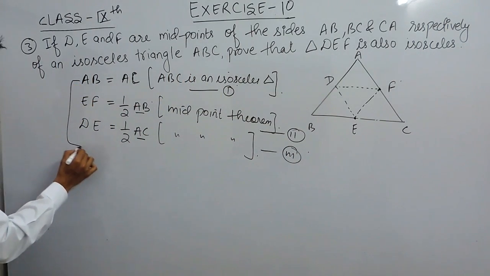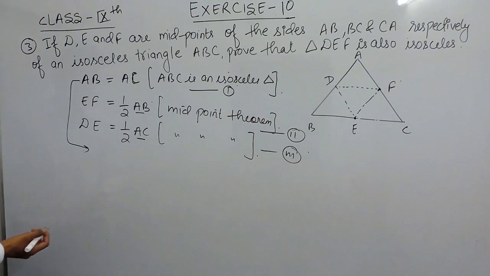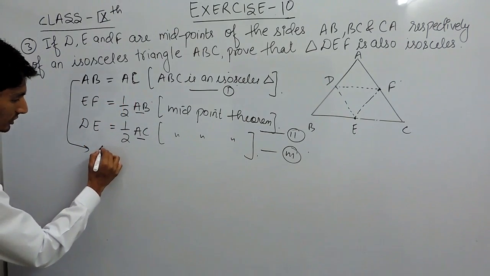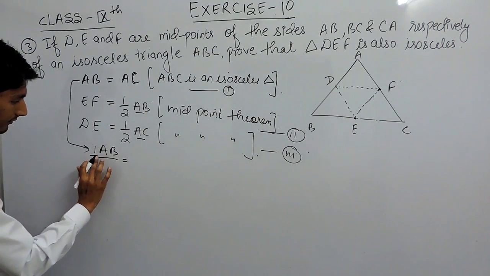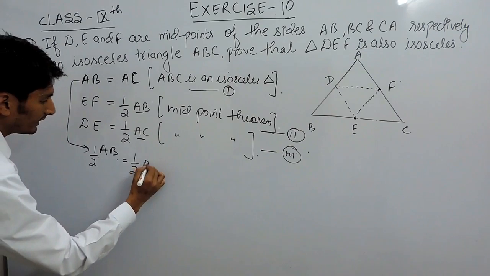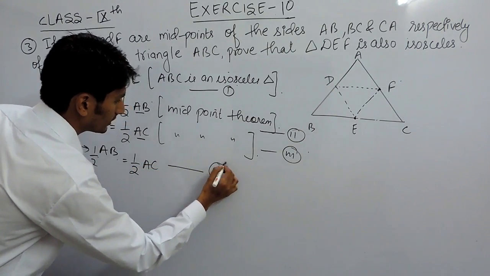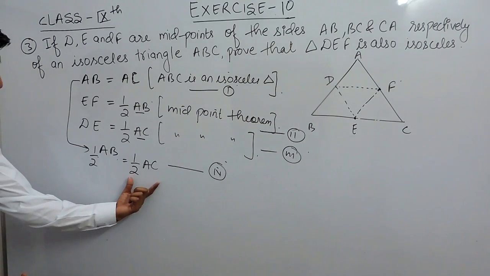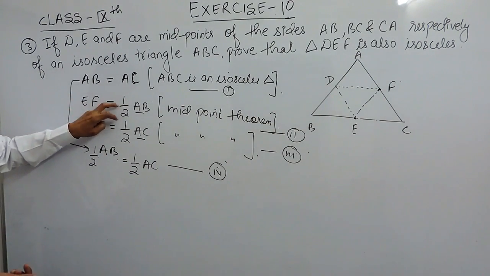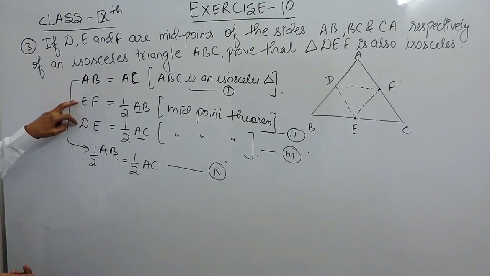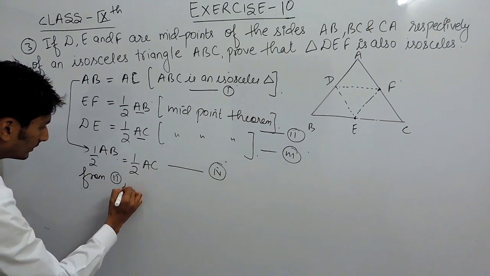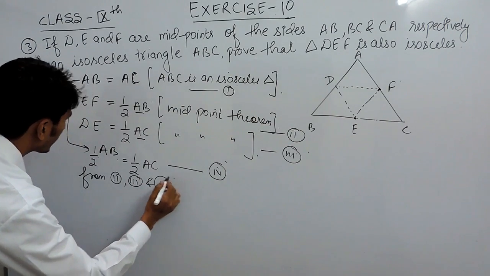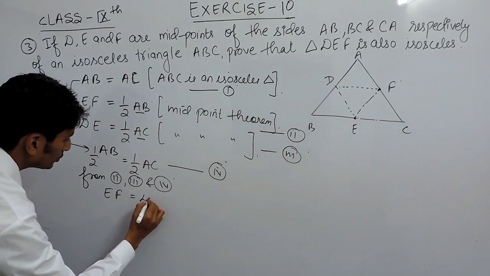The first equation again can be written as, if AB and AC are equal, then clearly half of AC and half of AB should also be equal. Or you can say, if I divide this equation by 2, the equation will become half AB equals half AC. So this is our fourth equation. So this and this are equal, or you can say in these equations the right hand sides are equal. So if the right hand sides are equal, clearly the left hand sides must also be equal. So from the second, third and fourth equations, EF must be equal to DE.